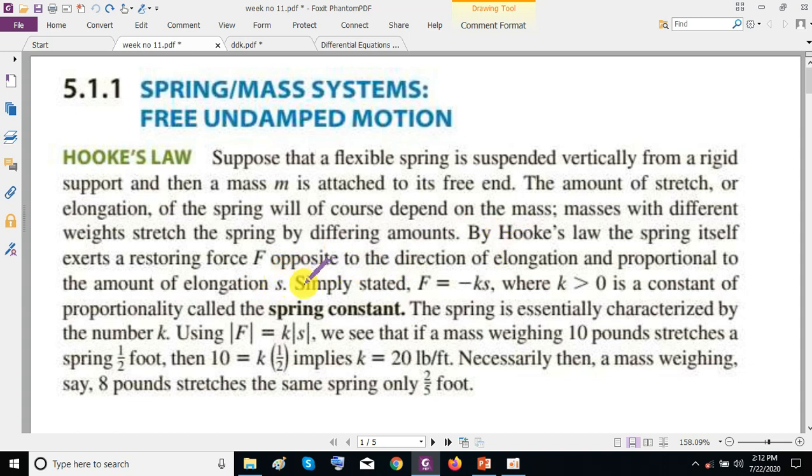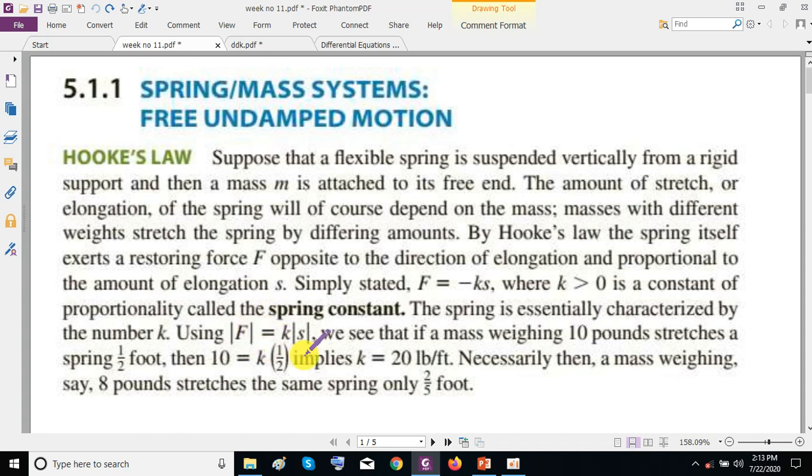So by Hooke's law, this is the force, a restoring force, opposite in the direction of the mass weight, which is directly proportional to the elongation, meaning the length of the spring, and also directly proportional to k, where k is the constant of proportionality called the spring constant. Okay, the spring is essentially characterized by the number k.